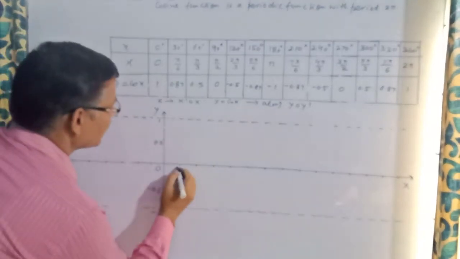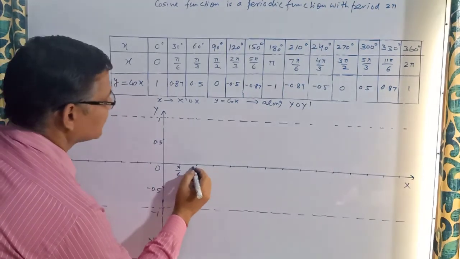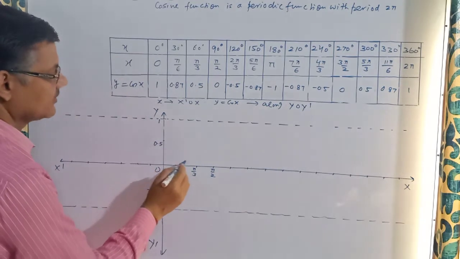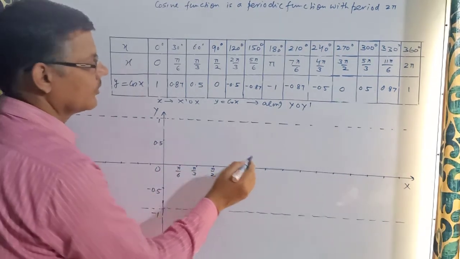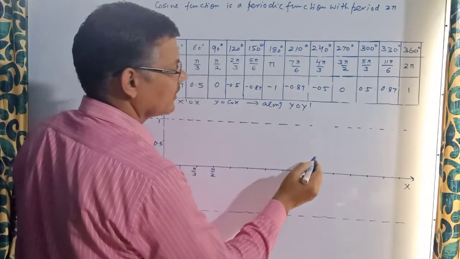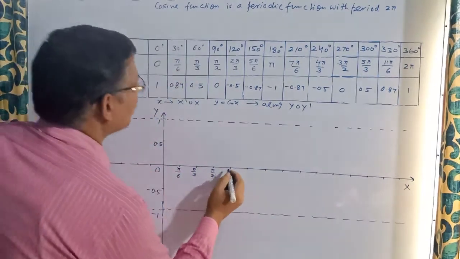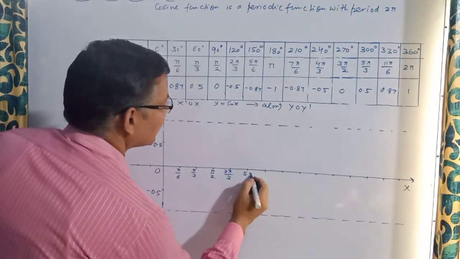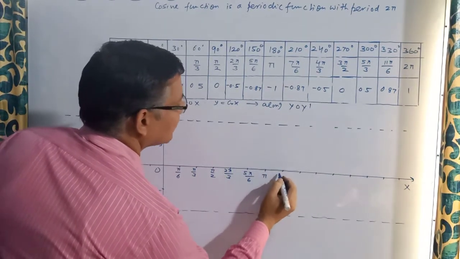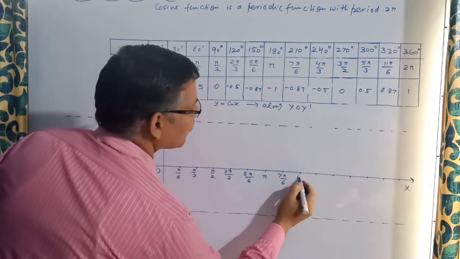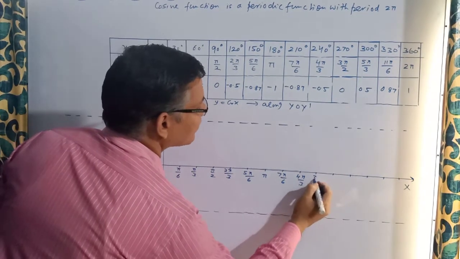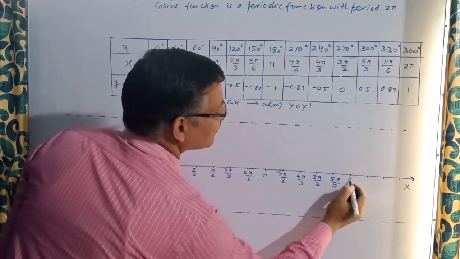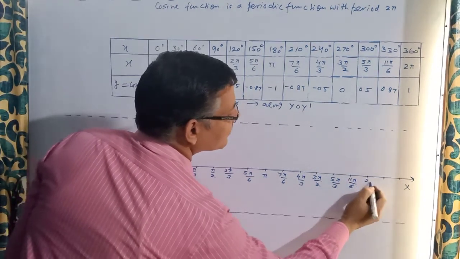Next one is pi by 6. Other one is pi by 3. Next one is pi by 2. Interval of 30: 30, 60, 90, 120, 150, 180, 210, 240, 270, 300 and so on. So now we say 2 pi by 3, then 5 pi by 6, pi, 7 pi by 6, 4 pi by 3, 3 pi by 2, 5 pi by 3, 11 pi by 6.